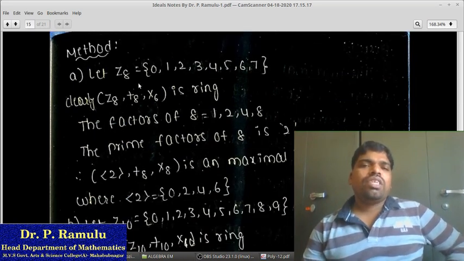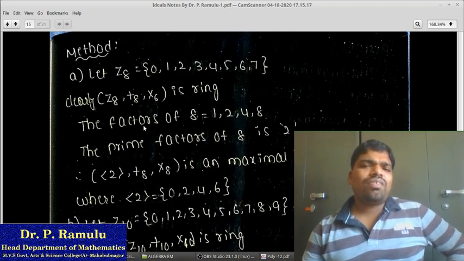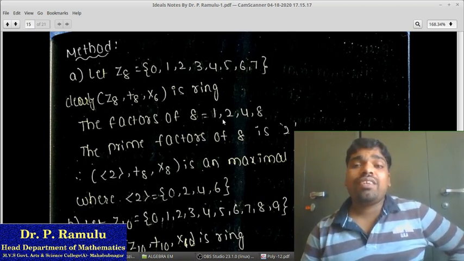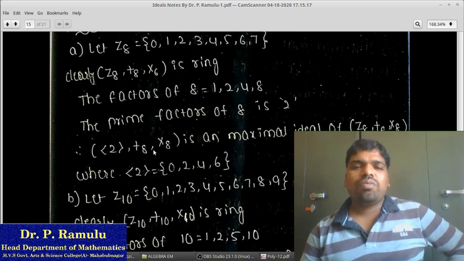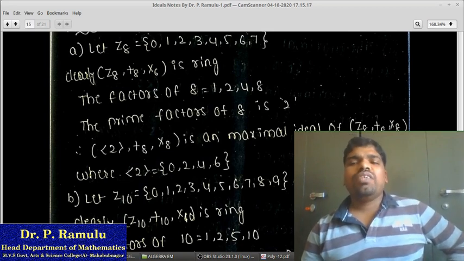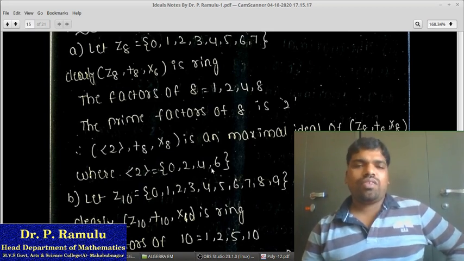Method: Z8 is {0, 1, 2, 3, 4, 5, 6, 7}. Clearly it is a ring already. What are the factors of 8? 1, 2, 4, 8. Out of these factors, what are the prime factors? We have only 2 as a prime factor. Therefore generator 2 is a maximal ideal of Z8 with addition modulo 8 and multiplication modulo 8, where generator 2 is nothing but {0, 2, 4, 6}.